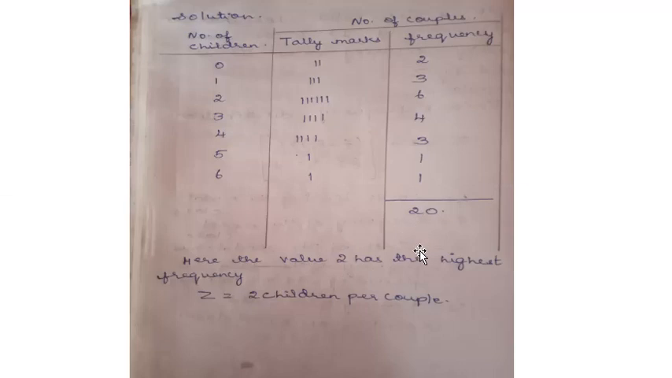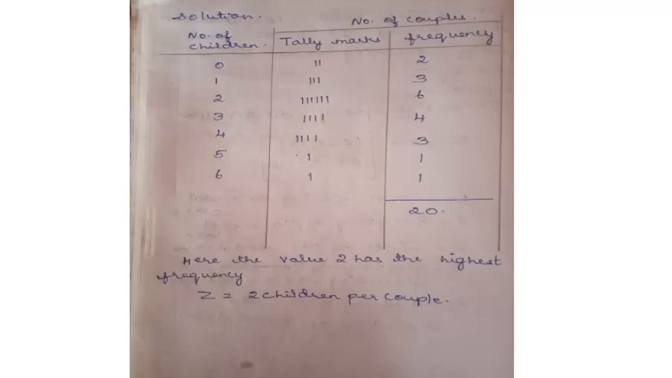Now how to find the mode Z? Mode is the value which has the highest frequency. Here what is the highest frequency? It is 6. Now for 6, what is the number of children? 2. Okay, so Z is equal to 2 children per couple. So mode is equal to 2. For the highest frequency, what is the number of children? 2. So the answer for this problem is 2. Here 2 has the highest frequency, so Z is equal to 2 children per couple.